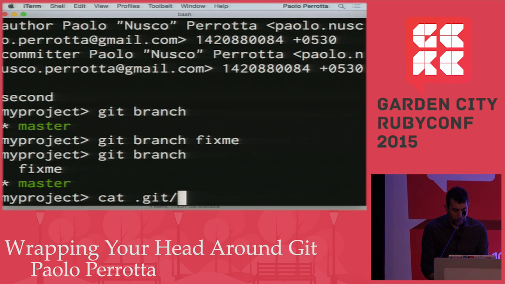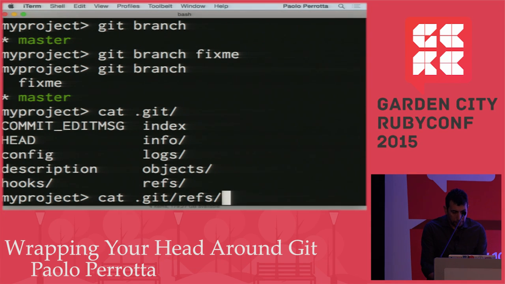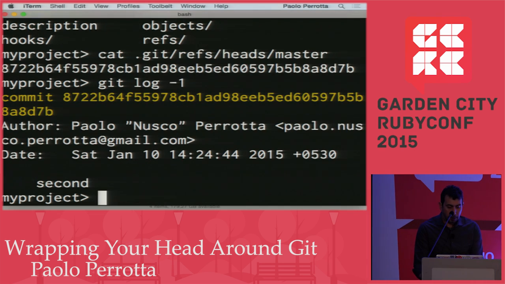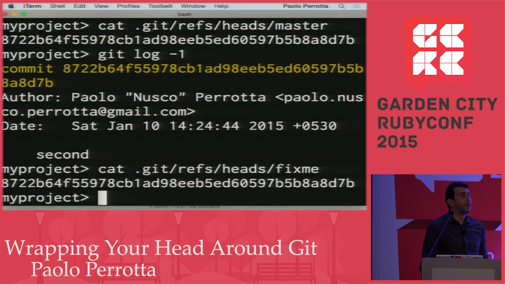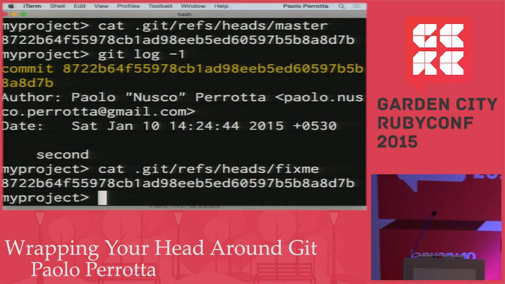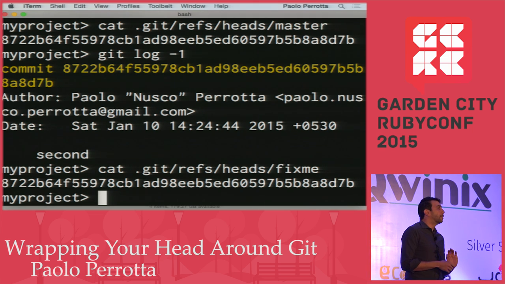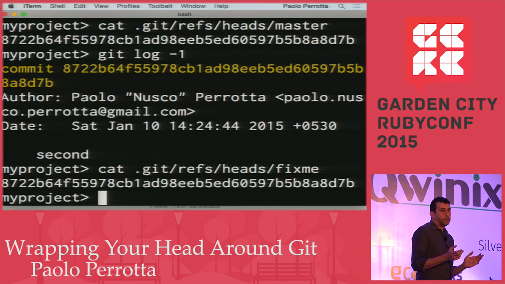Let me double check for the non-believers. cat .git/refs/heads/master: a hash. And by the way, the hash of the latest commit. What if I ask for fixme instead? Same hash. So branches are just references, in general, references to a hash.